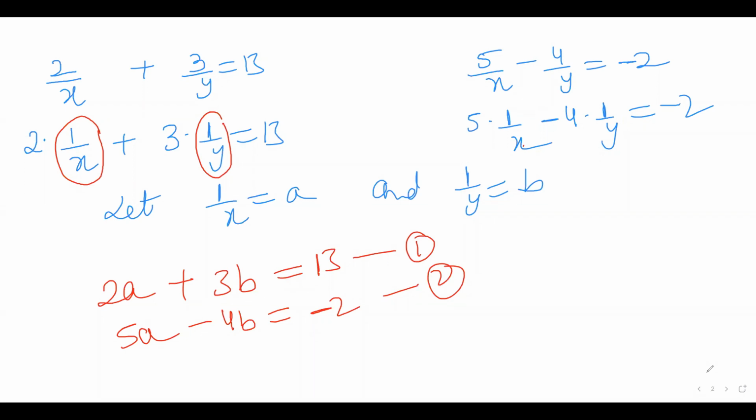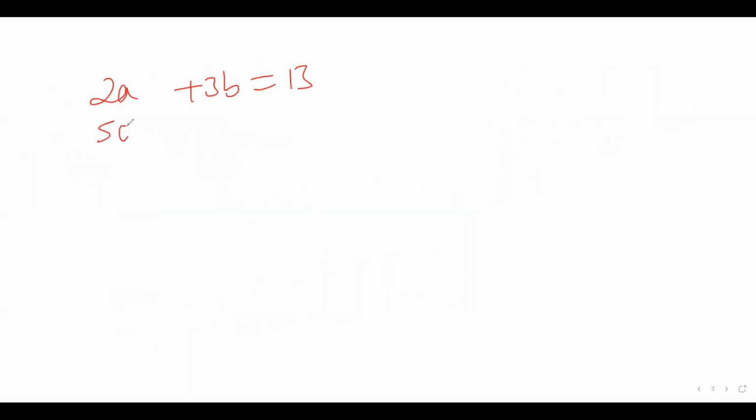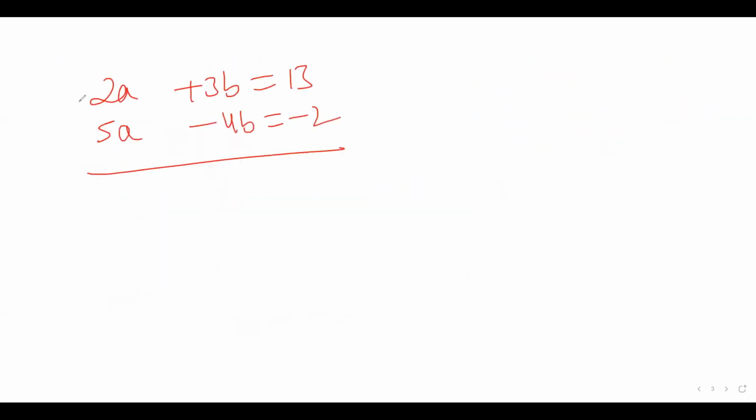What is equation 1? 2a plus 3b is equal to 13. What is equation 2? 5a minus 4b is equal to -2. I have written both the equations. Now I am going to solve them. So I want to make b coefficients equal.